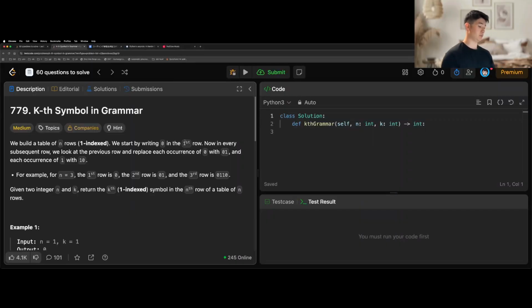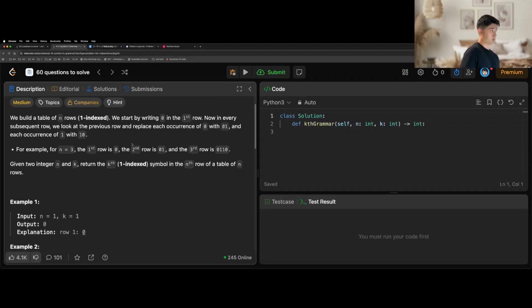Let me read it aloud. The problem description. We build a table of n rows. We start by writing 0 in the first row. Now in every subsequent row, we look at the previous row and replace each occurrence of 0 with 0, 1, and each occurrence of 1 with 1, 0. For example, if you have 3 rows, the first row is 0, the second row is 0, 1, and the third row is 0, 1, 1, 0. Given two integers n and k, return the kth symbol in the nth row of a table of n rows.